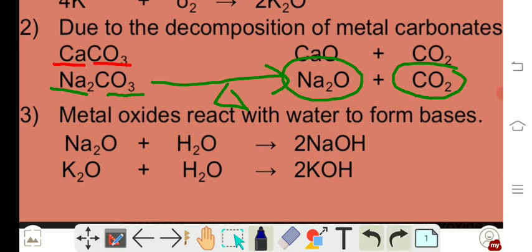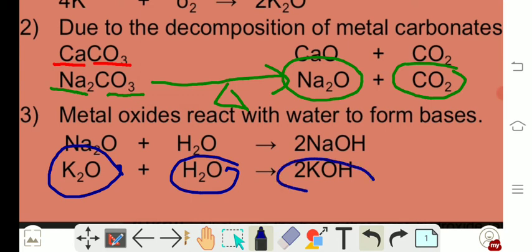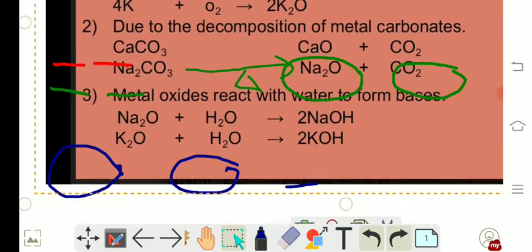Now let's see the second one, potassium oxide. When metal oxide, potassium oxide, reacts with water, it gives potassium hydroxide, which is base, because potassium is metal and OH is hydroxide. Metal hydroxides are called base. My dear friends, I hope you have understood these things. Now let's zoom out.